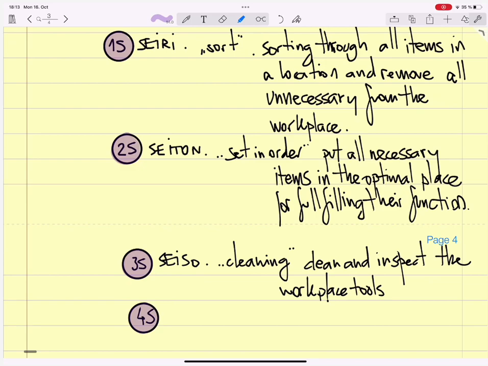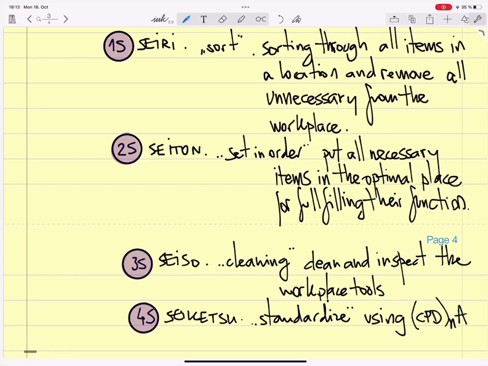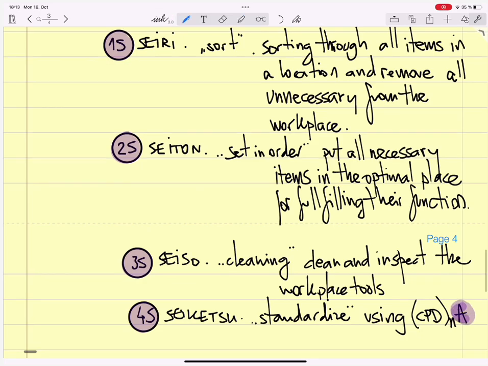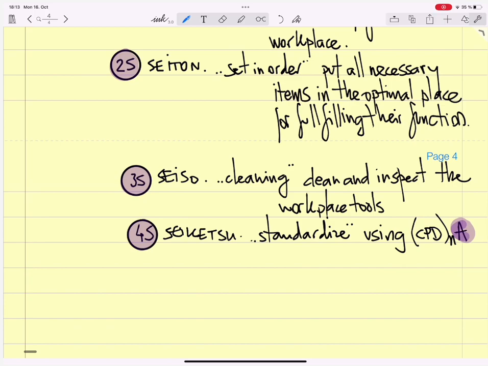Fourth S is seiketsu, which is standardize. Using CPDNA, especially the A, right? You know CPDNA from project management, I guess, right?